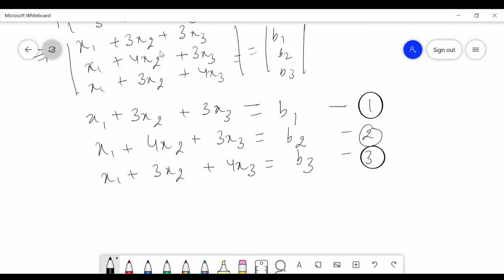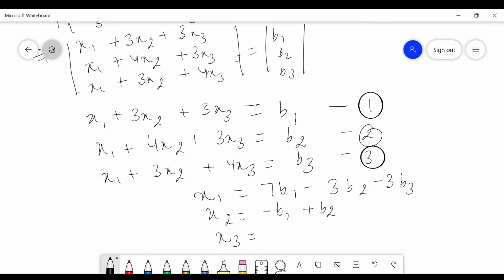Now we have to solve for x1, x2 and x3. I have already explained in the previous video how to solve for x1, x2 and x3. So what values will I get? X1 equals 7b1 minus 3b2 minus 3b3. X2 equals minus b1 plus b2, and x3 equals minus b1 plus b3. So these values I will get by solving these linear equations with the help of the inverse method.